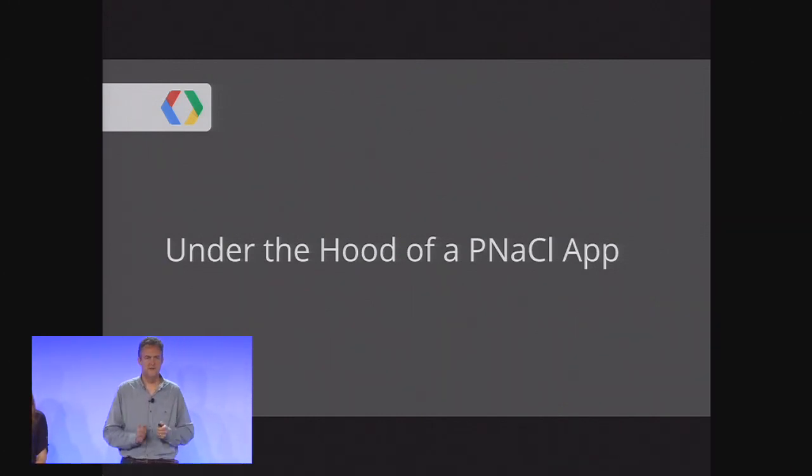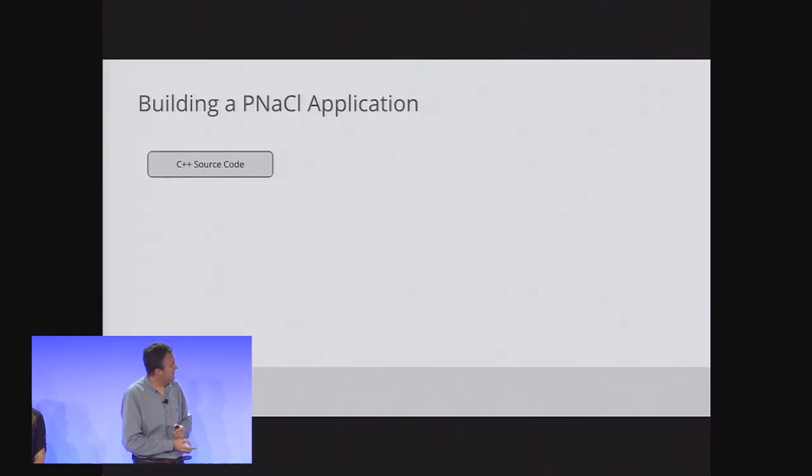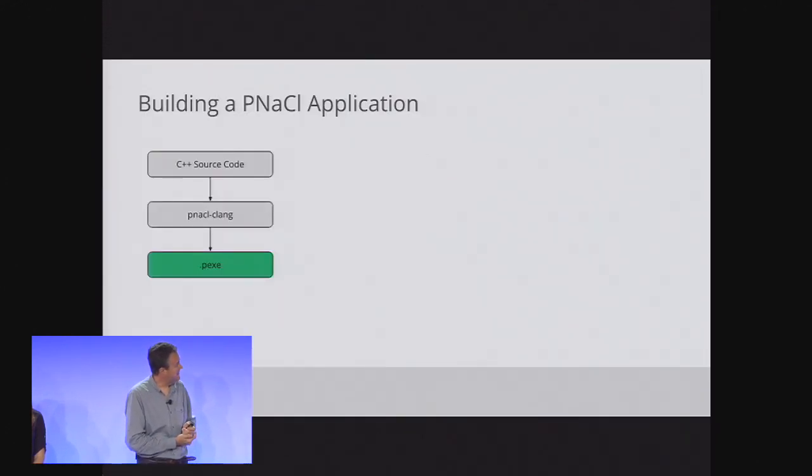What do you have to do to get a Native Client application going, and what's actually going on under the hood? So you have your cool piece of source code. You use our tool called Pinnacle Clang. We based this off the LLVM toolchain. The PEXI, or the portable executable, is actually a modified version of LLVM bitcode that has been made a little better for long-term use on the web. Once you put something up on the web, the expectation is it's going to work for a long time to come. So we made some simplifications that make that more possible.